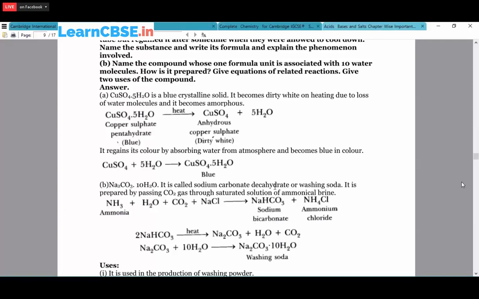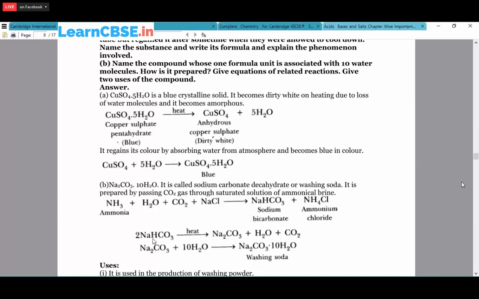Deca means nothing but ten. Otherwise we call it washing soda. It is prepared by forcing CO2 gas through a saturated solution of ammonia brine. So NH3 plus H2O plus CO2 plus NaCl, we will get NaHCO3, sodium bicarbonate or sodium hydrogen carbonate, plus NH4Cl, ammonium chloride.